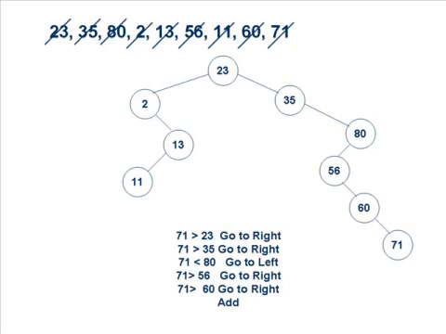Our last number is 71. We repeat the same process: compare it with 23, move further right, compare with 35, move further right, compare it with 80. 71 is less than 80, so we move to the left hand side of 80. We find another node, 56, placed there. Compare 71 with 56. 71 is larger than 56, so move to the right hand side, but there is still one node already there, so we compare 71 with 60 and we find that 71 should be placed on the right hand side because 71 is larger than 60.